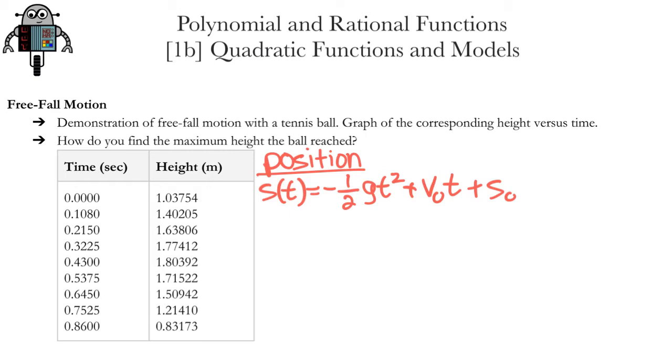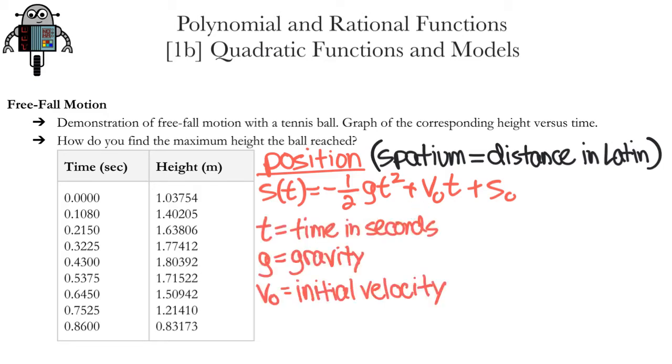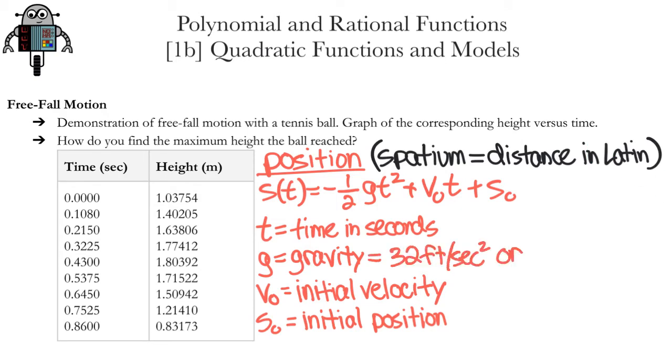Whoa, that's a lot of stuff. s stands for spatium, which means position or distance in Latin. t is time, g is gravity, v sub 0 is the initial velocity, and s sub 0 is the initial position of the ball. If you simply drop the ball, the initial velocity is 0, but many times we throw it. The acceleration of gravity is 32 feet per second squared, or 9.8 meters per second squared.